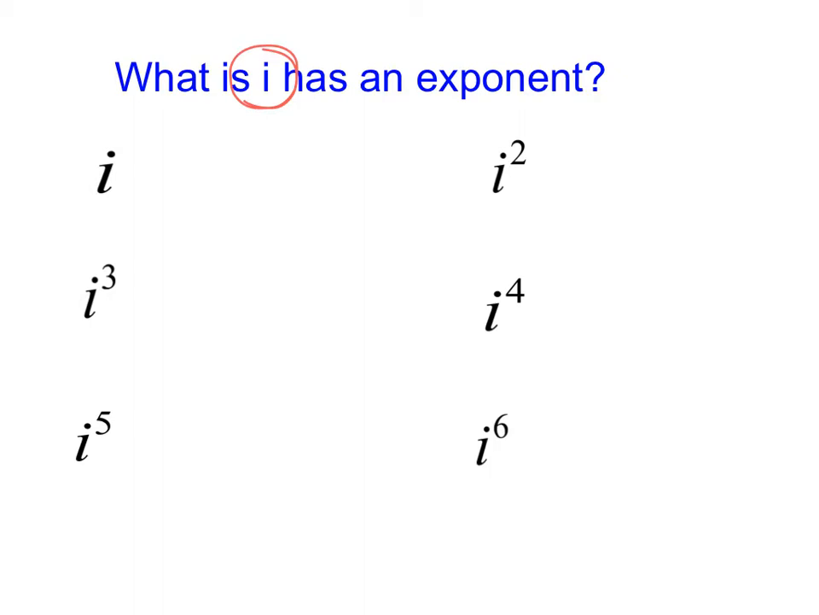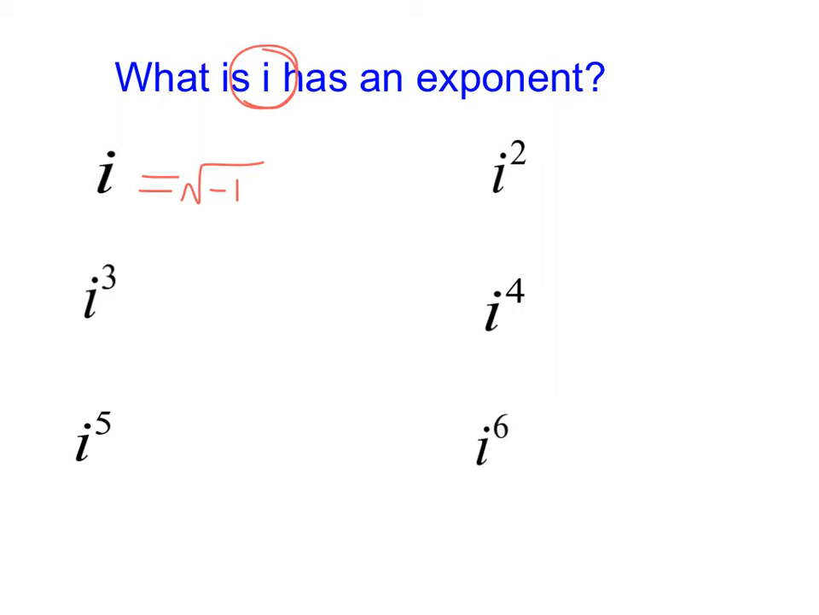So what you should know straight off the bat is just plain i can't be simplified any further than it already is. But you also should know that i is known as the square root of -1. So that's just the definition of i that you should know, and we're going to use that to figure out what the rest of these exponents actually mean.